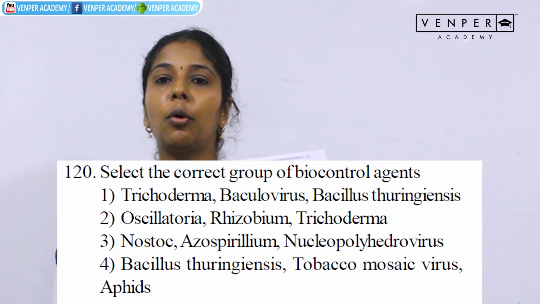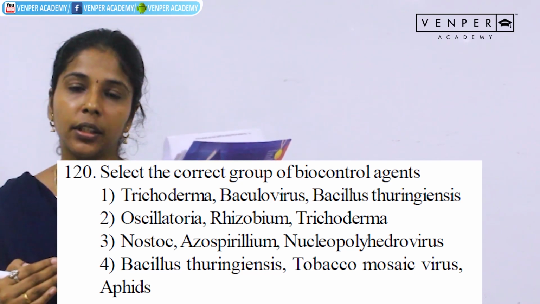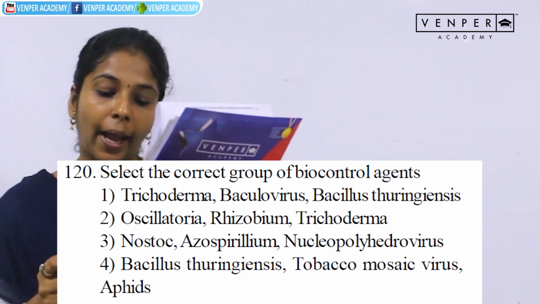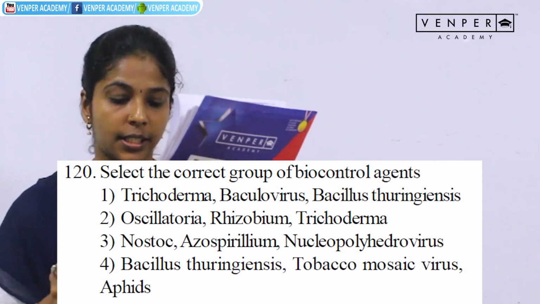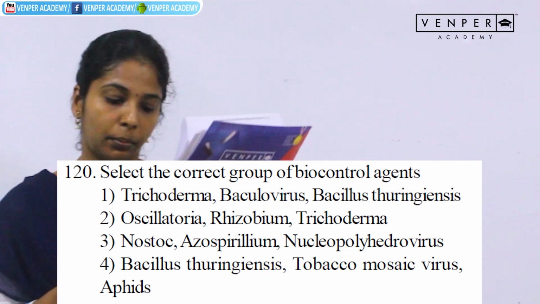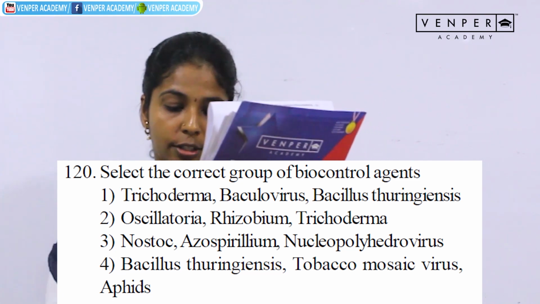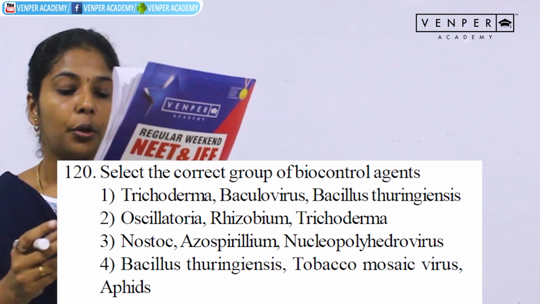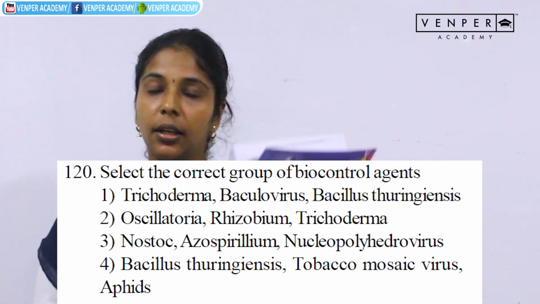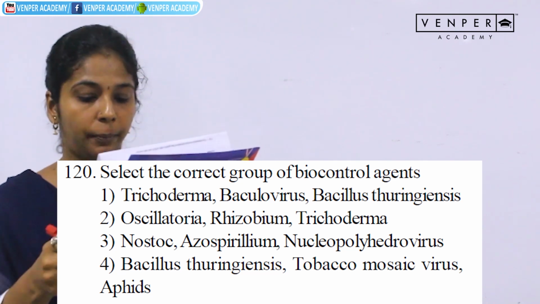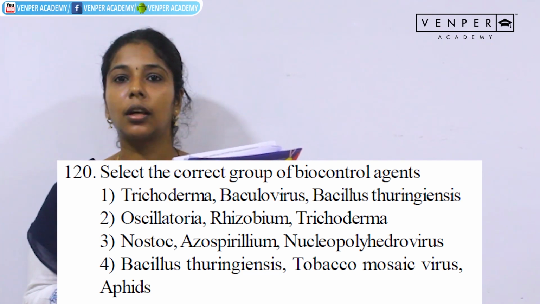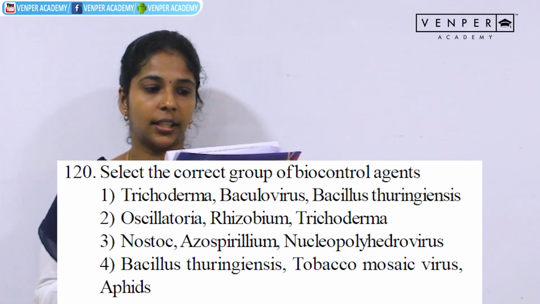Select the correct group of biocontrol agents. There are 4 groups given in 4 different options. Option number 1, Trichoderma, Baculovirus, Bacillus thuringiensis. Option number 2, Oscillatoria, Rhizobium and Trichoderma. Option number 3, Nostoc, Azospirillum, Nucleopolyhedrovirus. Option number 4, Bacillus thuringiensis, tobacco mosaic virus and aphids. The answer for question number 120 is option number 1, Trichoderma, Baculovirus and Bacillus thuringiensis.